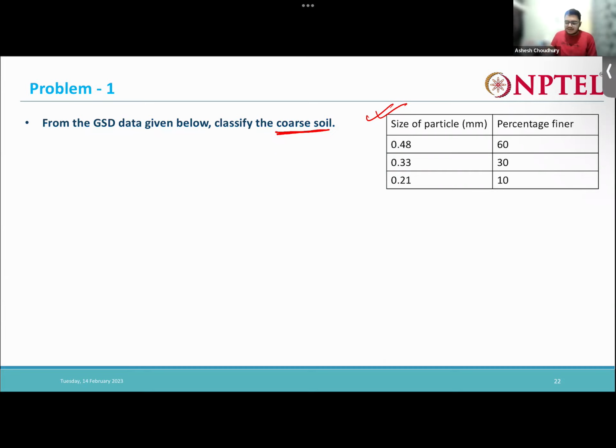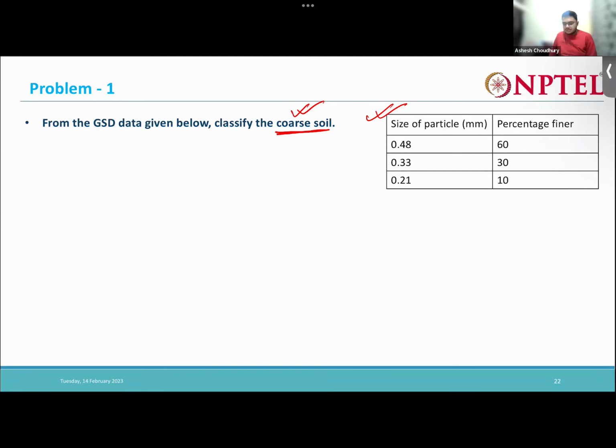The particle size is given and percentage finer is given to us. So we need to classify the soil. It's already mentioned in the question that it is a coarse soil. So first we need to tell whether it is sand or gravel. Is it sand or gravel?